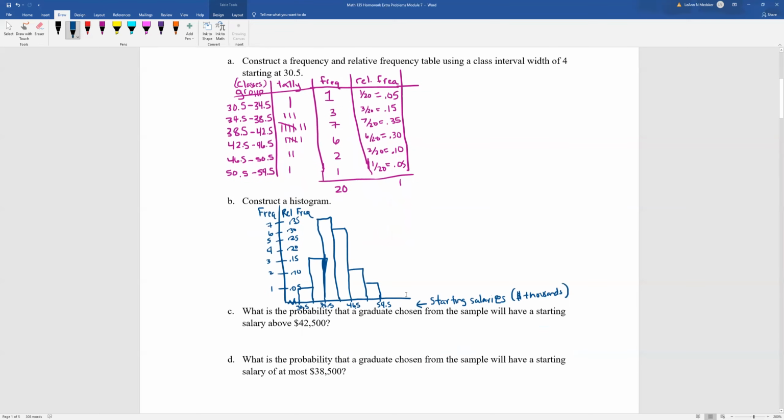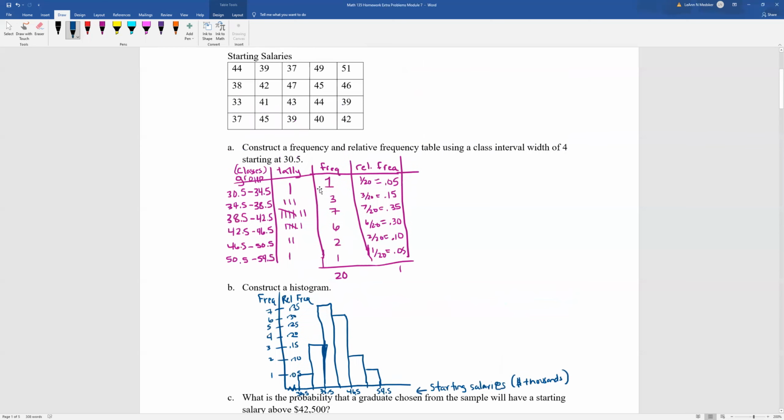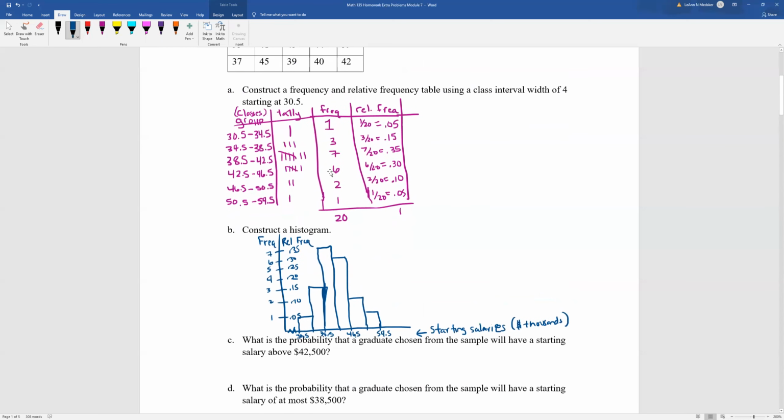Then it has some questions for us. What is the probability that a graduate chosen from the sample will have a starting salary above $42,500? Well, this is $42,500, but that's not going to include that because all of our items had nice even salaries. So 43 is the first thing above 42,500. So we're actually going to be adding up these last three. So this is 43 and above essentially.